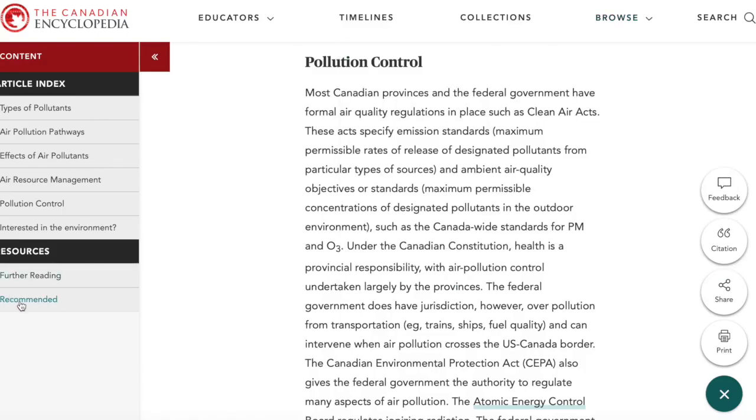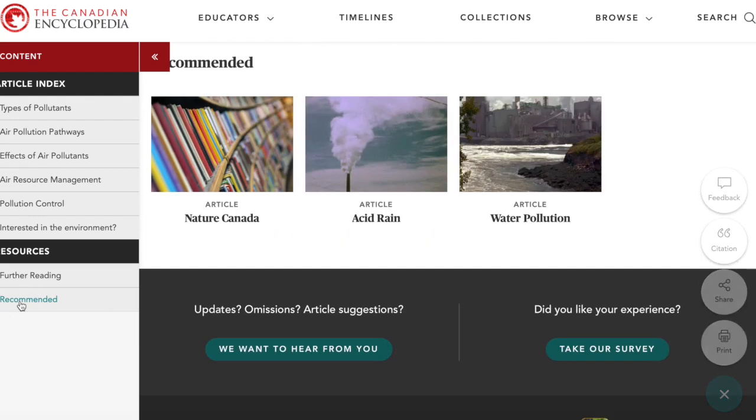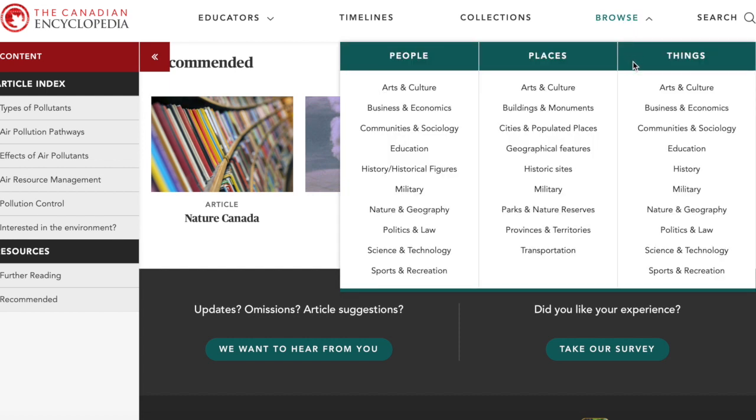There's also a button here called Recommended. It will recommend different articles that relate to this topic. There's a browse feature where you can go by subject area. This is actually good if you're not quite sure what you want to study.